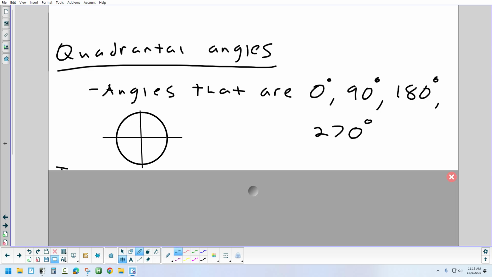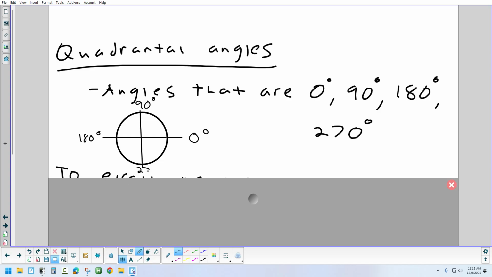And as we go counterclockwise, starting on the positive x-axis, that is 0. And then going up is 90, continuing is 180, and at the bottom is 270. So let's start with the coordinate for 0.